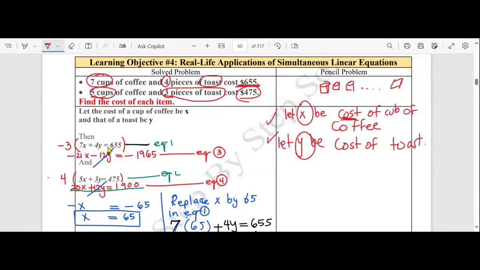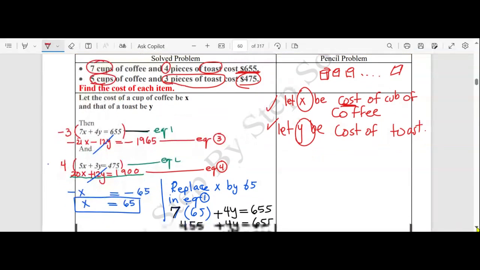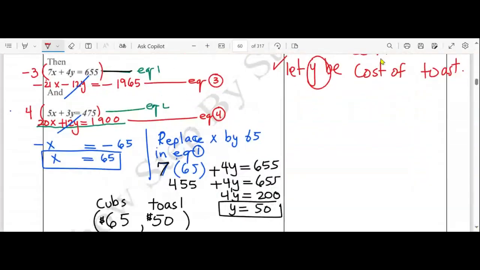And how much do you pay at the end? 655. Okay, is that clear? That's equation 1. And the second time you went, it was 5 cups of coffee, we don't know the cost, plus 3 toast, we don't know the cost, 3 times y, equals how much you pay at the end? 475. Now he's asking you for the price of each type.